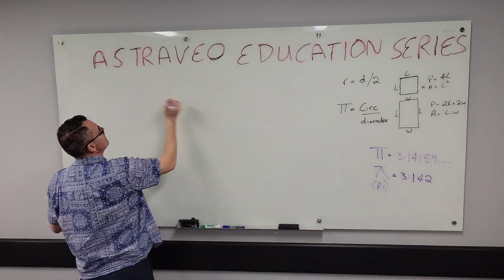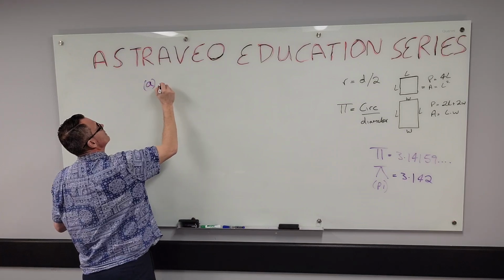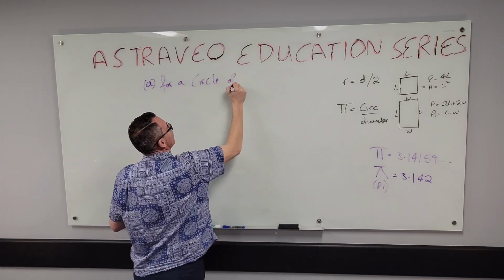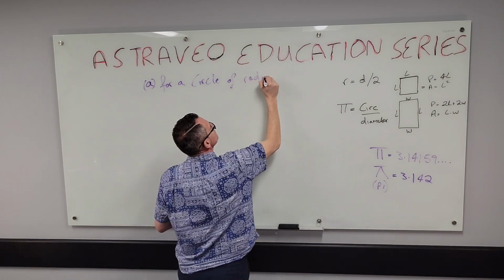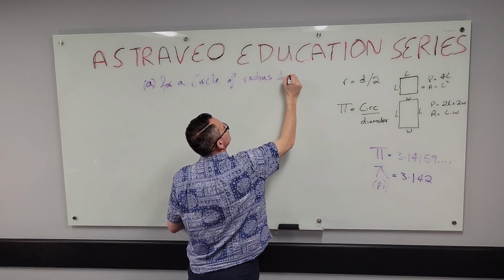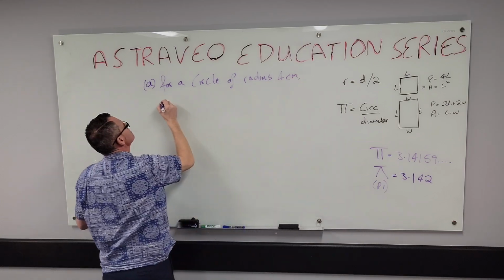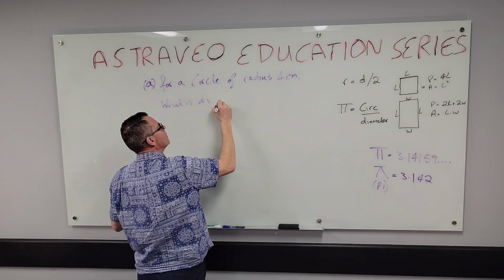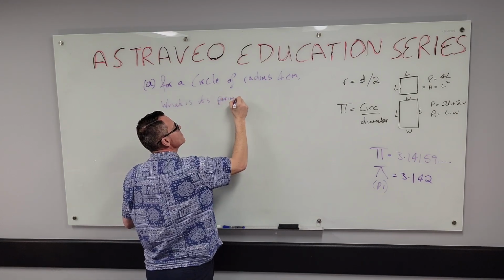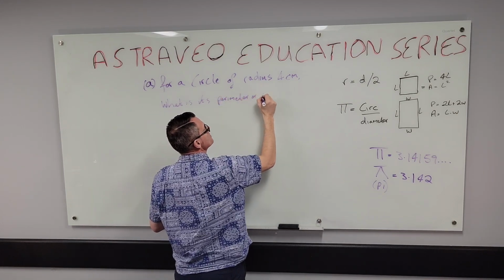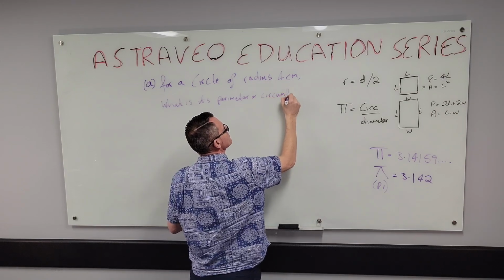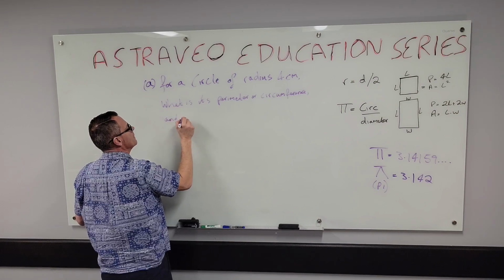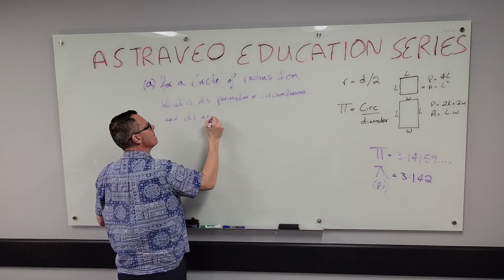So you might see an exam question or a test question that says, for a circle of radius 4 centimeters, what is its perimeter, or circumference, same word. You'll probably use circumference actually. Circumference and its area.